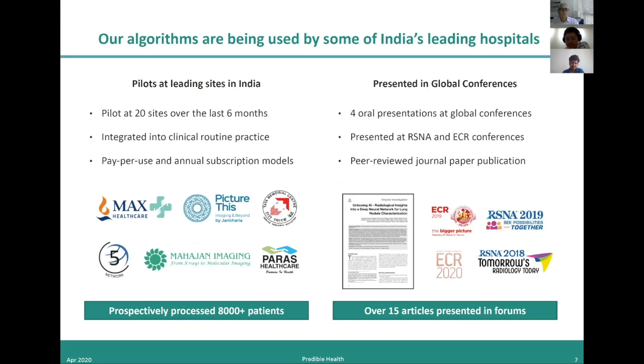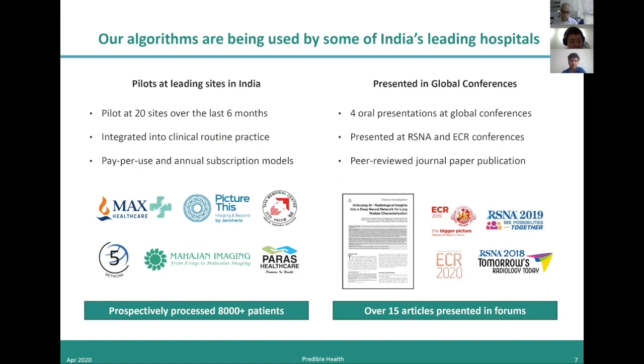Over the last 6 months, we've deployed across 20 sites in India. We're commercial across some of these sites, while some of these sites are still in pilot stages. Over the last 6 months, we've processed about 8,000 patients in India. Some of these sites are very well-known sites in India. One of them, Tata Memorial Center, for instance, is India's largest cancer hospital. Max Healthcare is one of the top 3 hospital groups in India. And these are some of our pilots and commercial sites that are using our product today.